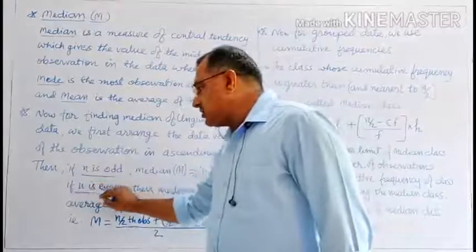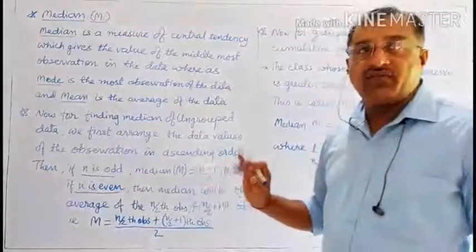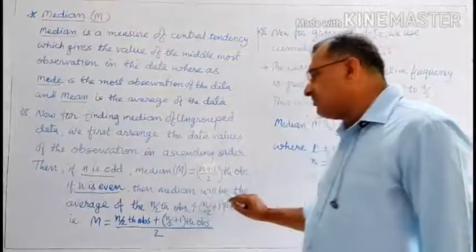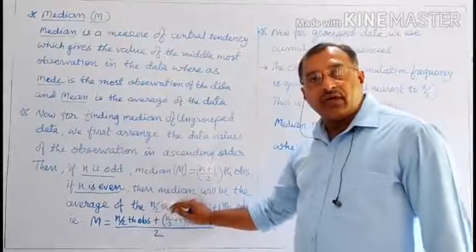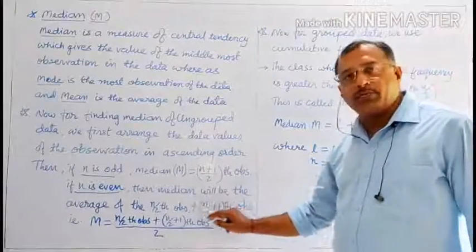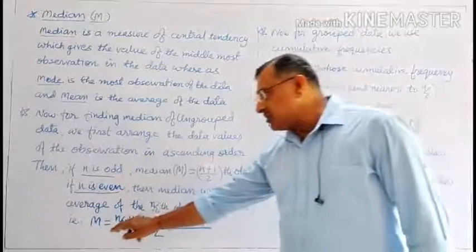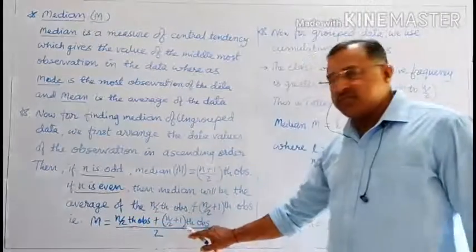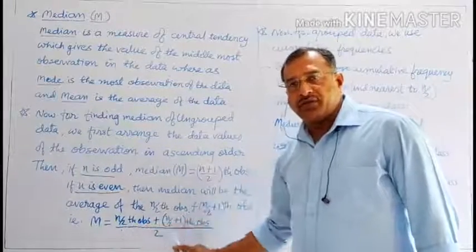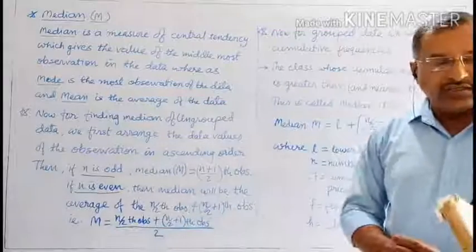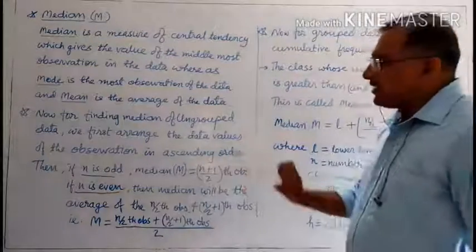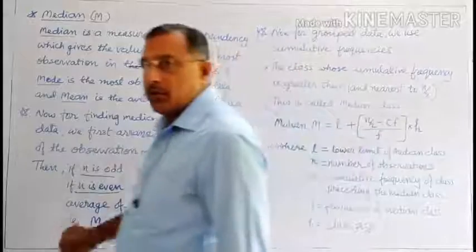But if n is even, if there are even number of observations, then the median will be the average of the n by 2 th observation and the next successive observation, that is the (n by 2 plus 1) th observation. So median is the n by 2 th observation plus the (n by 2 plus 1) th observation, whole divided by 2. So we have to take the average of the n by 2 th observation and its successive observation. Then we can get the median. So this is how to find the median of ungrouped data.